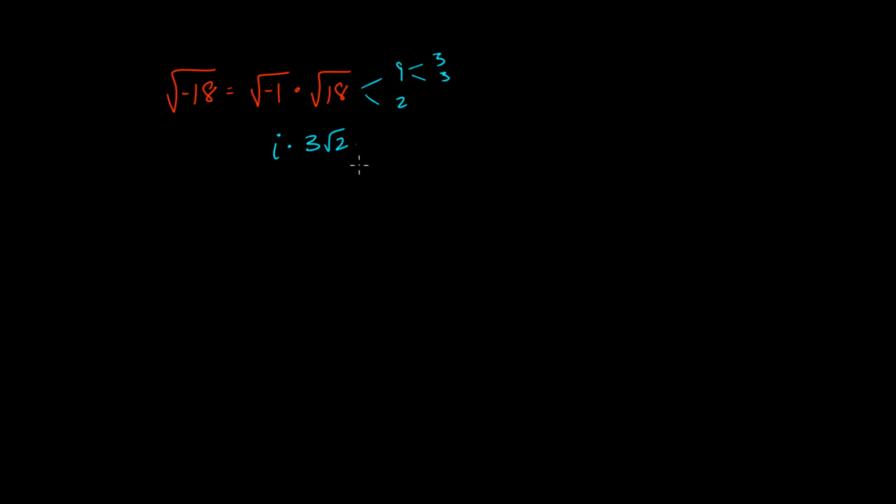Now, when we're writing this, we treat i sort of like a variable. And so it's going to move from here and get stuck in between the 3 and the radical. So this would be rewritten as 3i rad 2.